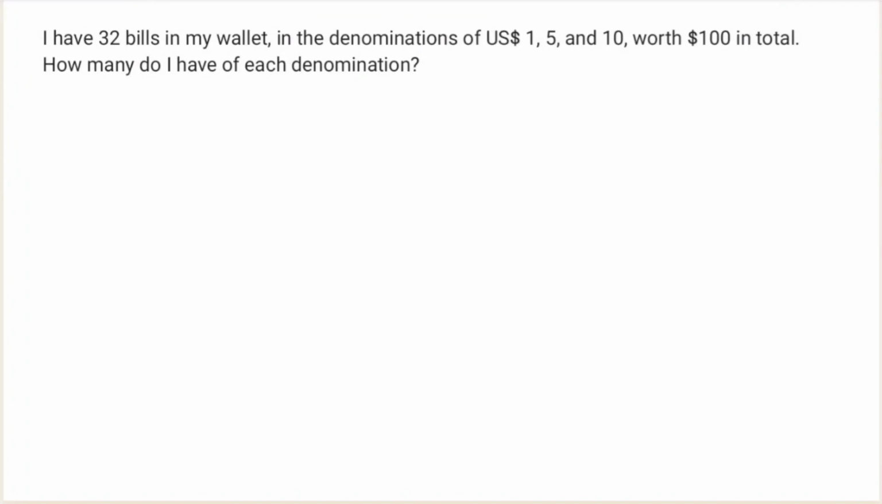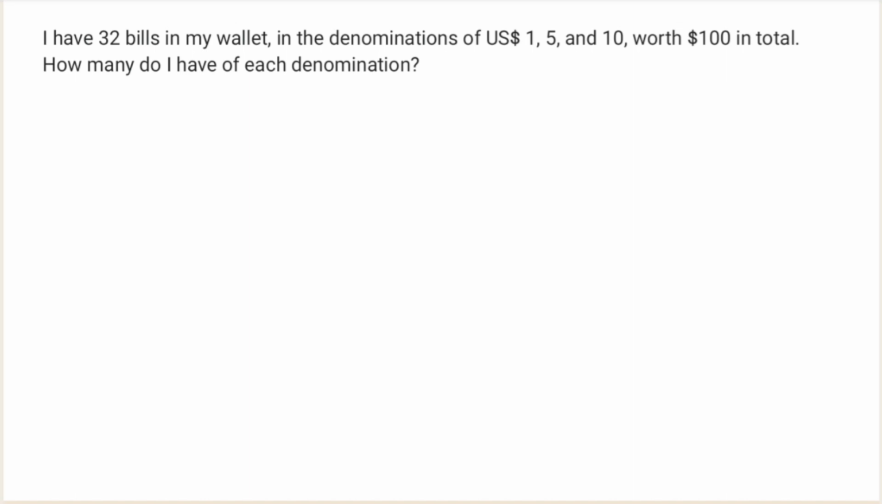Another question that we want to solve using the techniques we've learned for simplifying systems of linear equations. It says I have 32 bills in my wallet in the denominations of $1, $5, and $10. $1 bills, $5 bills, and $10 bills. And the total is worth $100. And the question is, how many do I have of each denomination?